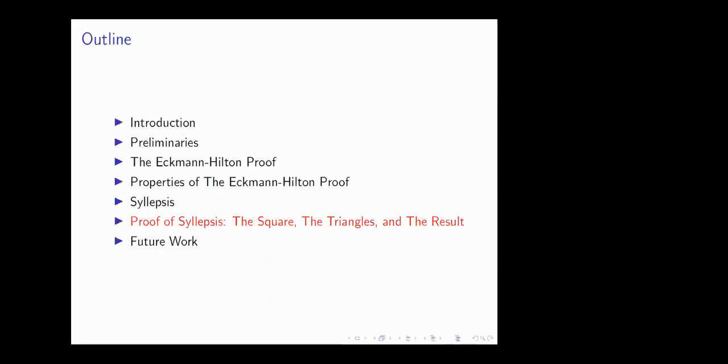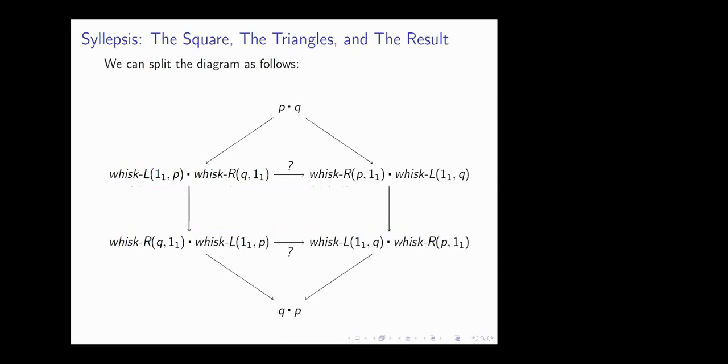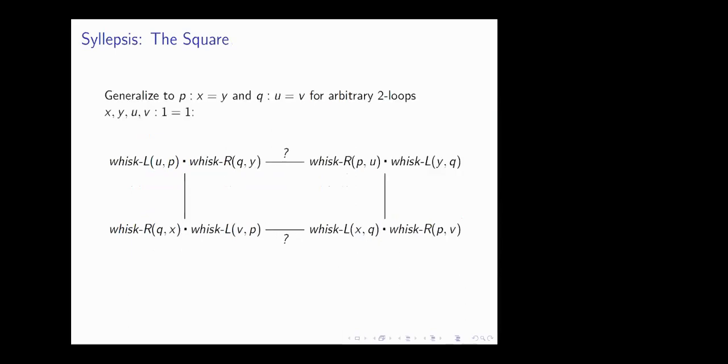But the situation is a little bit more tricky. So again, in order to split the diagram the way we wish to split it in the obvious way, we somehow have to come up with these mediating edges here. And so we remember that our goal is to introduce a suitable generalization.